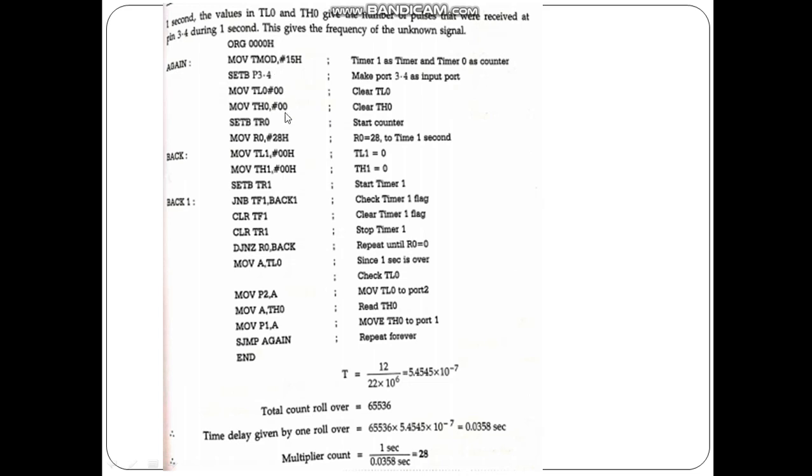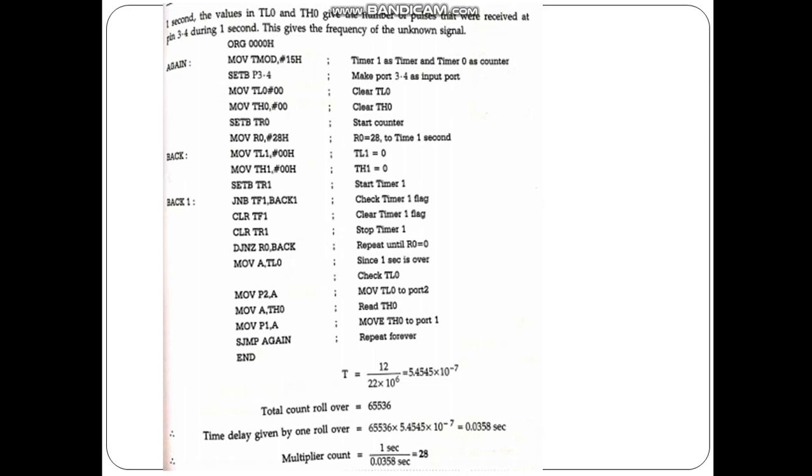Then we need to get a delay, the maximum delay has to be obtained, so TH and TL are loaded with 0. We have already calculated that the loop has to be executed 28 times in order to get a delay of 1 second. So we are using the R0 register to hold that data 28, and TH1 and TL1 have to be loaded with 00h. Start the timer.